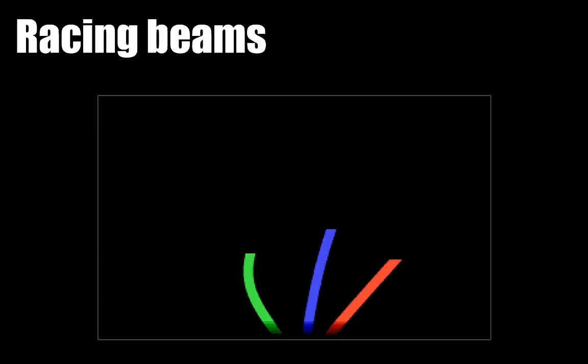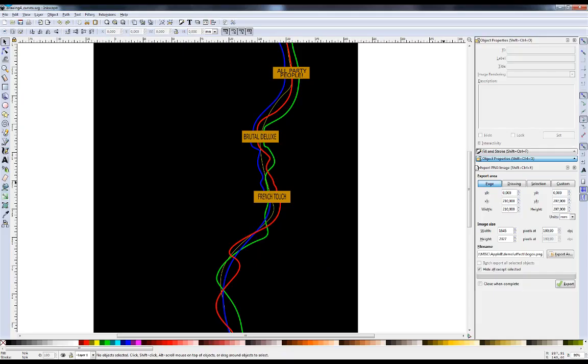Here come the pool noodles. This effect started in a vector drawing program. We used Inkscape for this. Here you can see all the paths, red, green and blue. The yellow curve is the path that the camera takes.